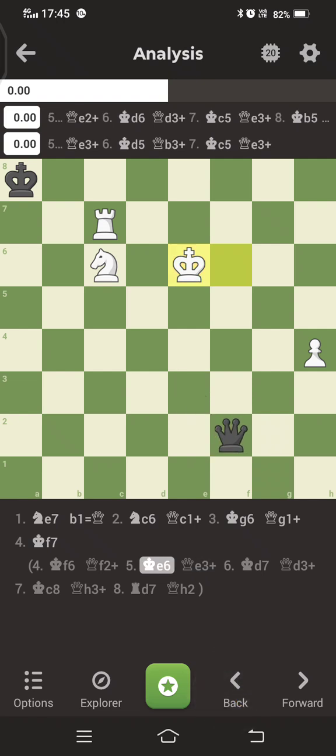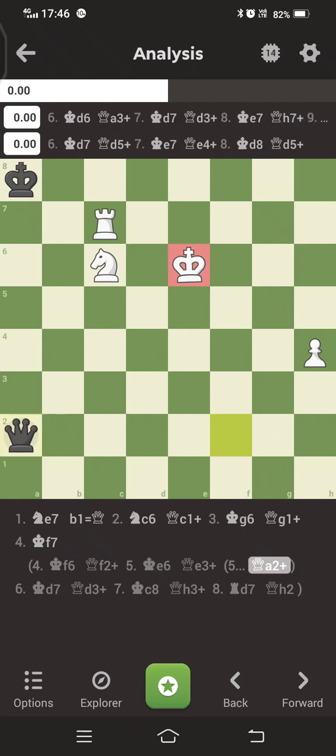We are at this position, and let's see what black can do. A good idea would be to get close to the white king as possible. So let us try a2 check.